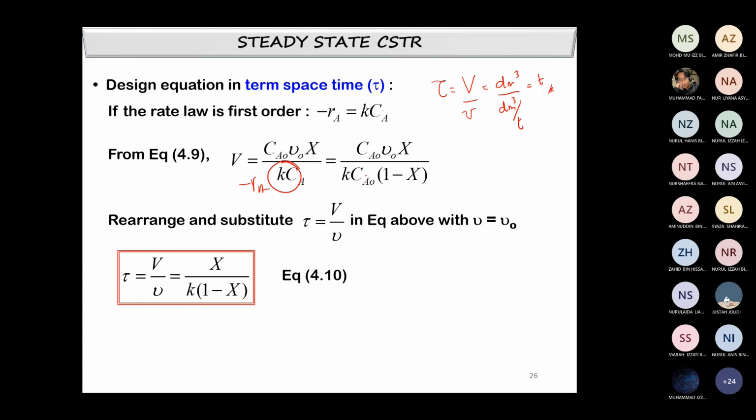So you will have this one. Ca0 you can cancel it, so what remains is V is equal to V0 X over K1 minus X. Because we want to get this, we just divide by this, and then we get tau. So tau is equal to X over K times 1 minus X. So this is how we get equation 4.10. But this one is applicable for first order only. Second order is another story. You just replace the bottom part. For second order it will become Ca0 times 1 minus X squared. Like that.